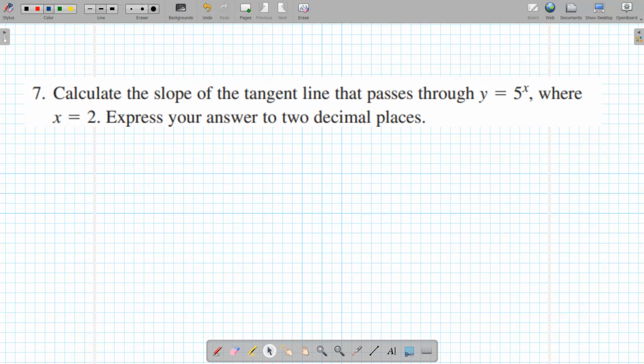Okay, slope of the tangent line, you just find the slope function, which is the derivative, and then you plug the x value in there. That's it. That is it. What's the derivative of this guy? You see 5 to the power of x? What's the derivative of it?